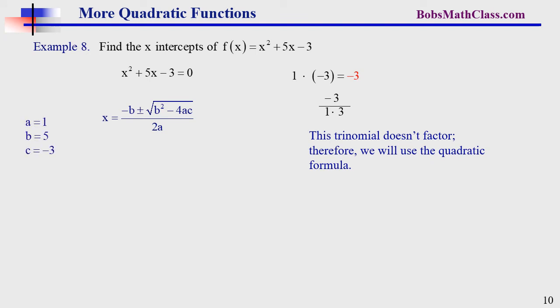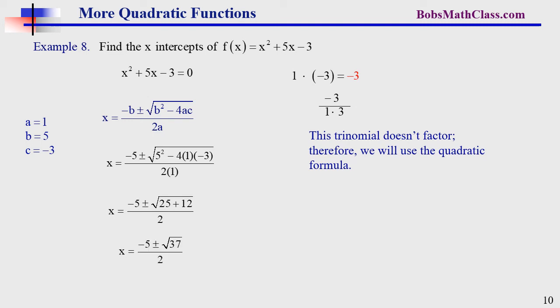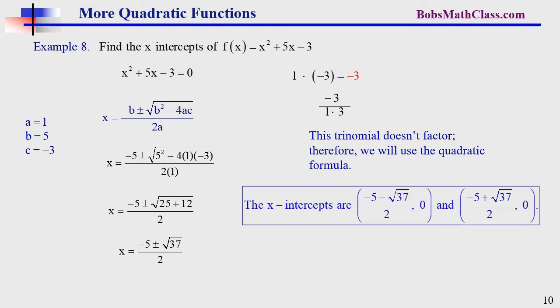All right, so we still identify A, B, and C. A is 1, B is 5, C is -3. So replace those numbers into our formula and simplify. So you should get -5 plus and minus √37 over 2. Rewrite it in coordinate form. So -5 minus √37 over 2, 0, and -5 plus √37 all over 2, 0.